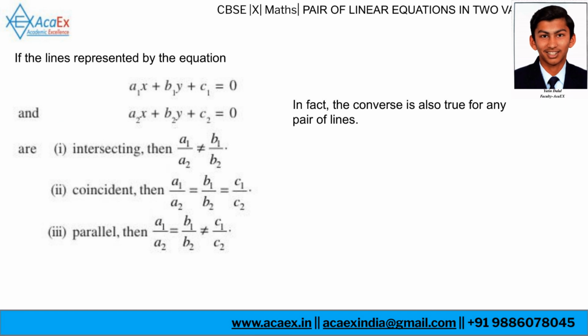To summarize the conditions for a pair of linear equations, if the lines are intersecting, then the ratio a1 over a2 is not equal to the ratio b1 over b2. If the lines are coincident, then the ratio a1 over a2 equals the ratio b1 over b2, which equals the ratio c1 over c2. If the lines are parallel, then the ratio a1 over a2 equals the ratio b1 over b2, but is not equal to the ratio c1 over c2.